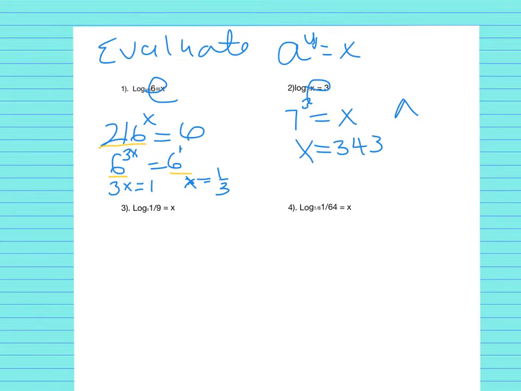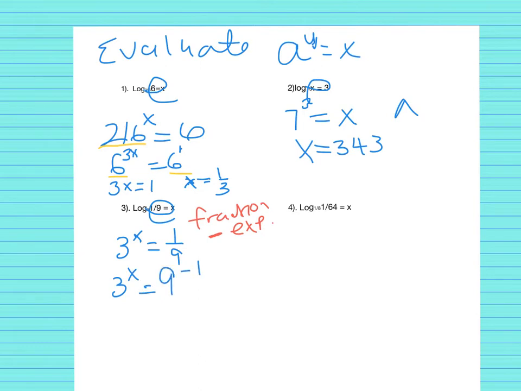Okay, so this guy, I'm going to do the e. So that one's going to be 3 to the x equals 1/9. All right, now in this problem, what I'm going to remember is that any fraction is a negative exponent. So I'm going to use that idea to do this one. So I'm going to leave the 3 to the x alone, and then 1/9, I'm going to turn into 9 to the -1 power.